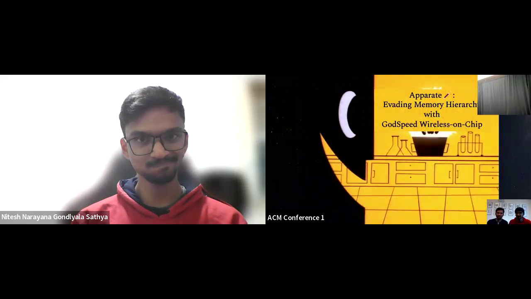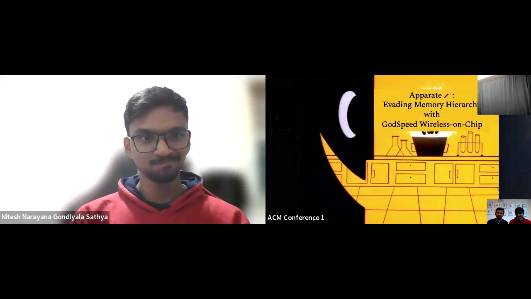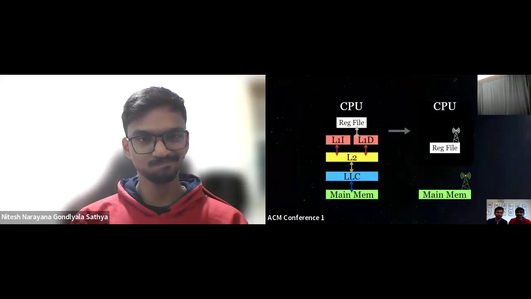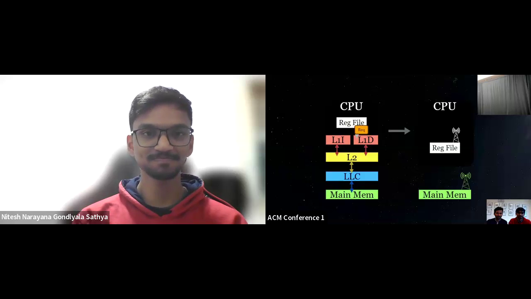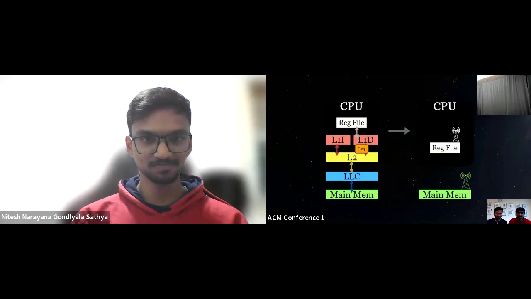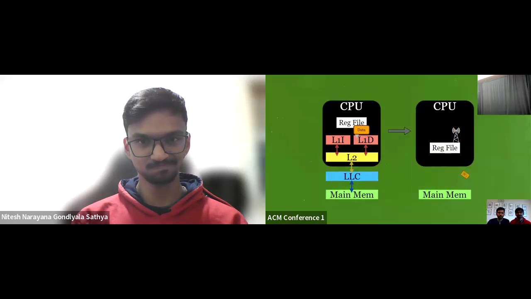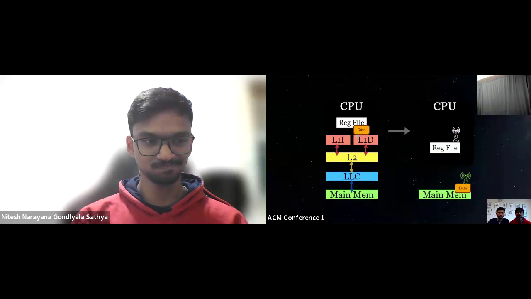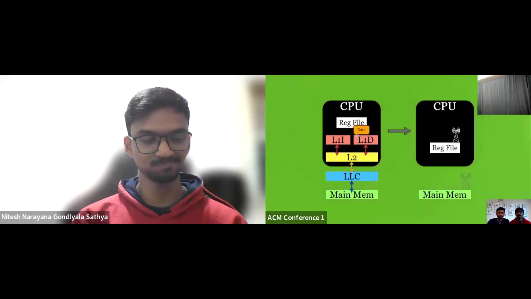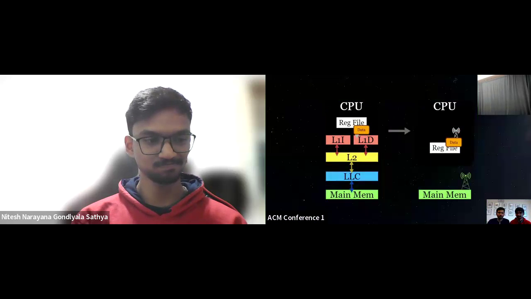Apparate: evading the memory hierarchy with GodSpeed wireless on chip. Let me explain. On the left, we have a traditional processor. It meets a request that has to go to the main memory. So first it has to go to L1, then L2, then LLC, and then reaches main memory, later coming back as data. This is a long process. On the right is the Apparate magic, where a CPU request apparates from the register file to the main memory through WiNoC, and the data from the main memory apparates back to the register file. And voila, we are done.